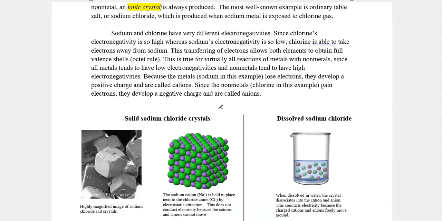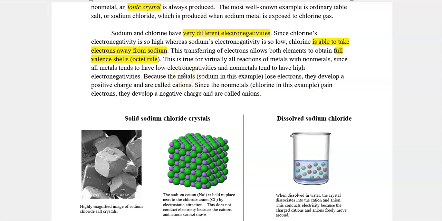chlorine gas. Sodium and chlorine have very different electronegativities. That seems important. Since chlorine's electronegativity is so high, whereas sodium's electronegativity is so low, chlorine is able to take electrons away from sodium. This transferring of electrons allows both elements to obtain full valence shells. Remember, that's the octet rule. This is true for virtually all reactions of metals and nonmetals, since all metals tend to have low electronegativities and nonmetals tend to have high electronegativities.